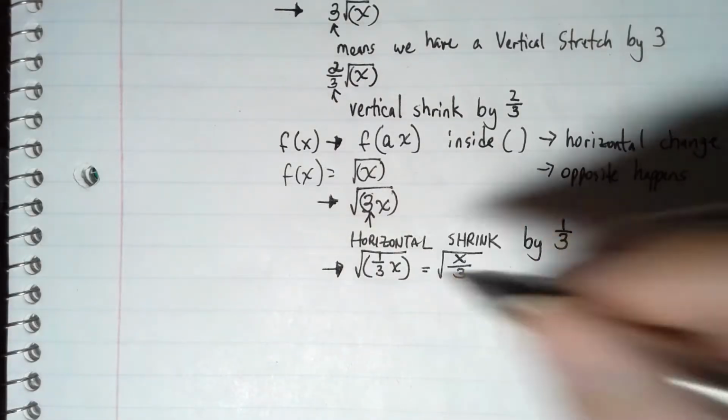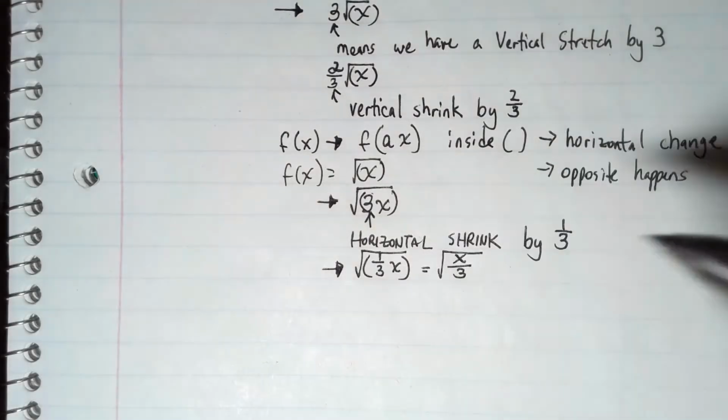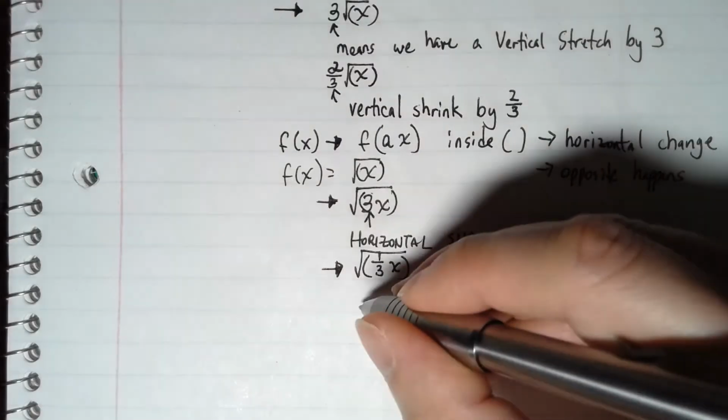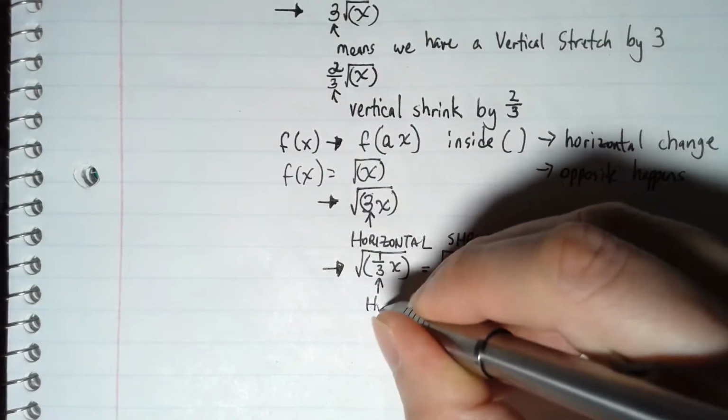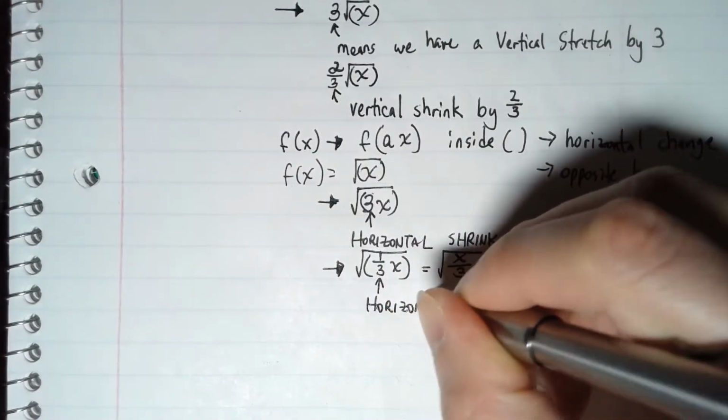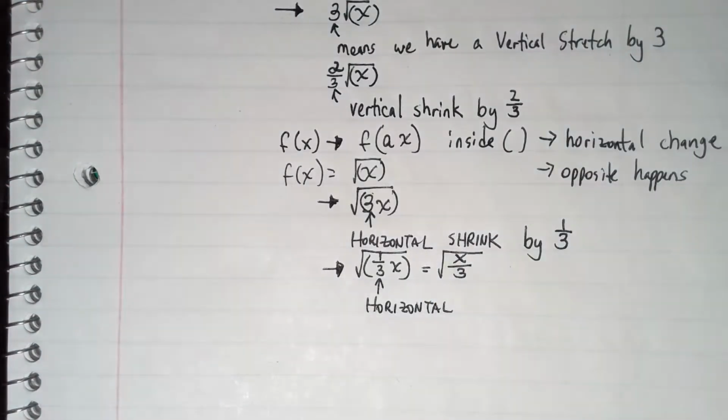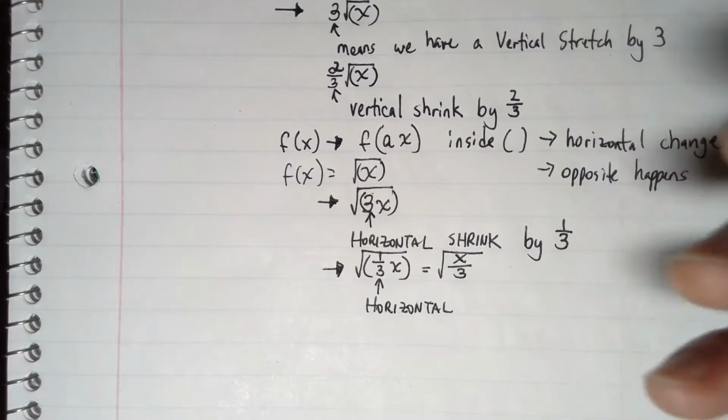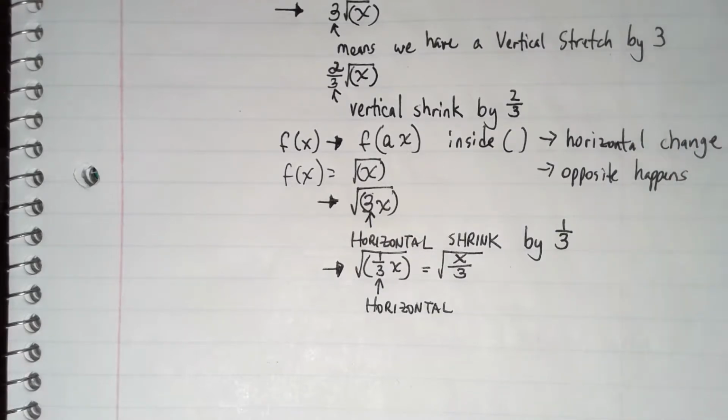We know it's happening inside the square root, inside the parentheses there. So we know it's a horizontal. That means horizontal. We know it's a dilation because we're not adding or subtracting. We know it's not translation because we're not adding or subtracting, but it's definitely a dilation of some sort. So the only question is, is it stretch or shrink?